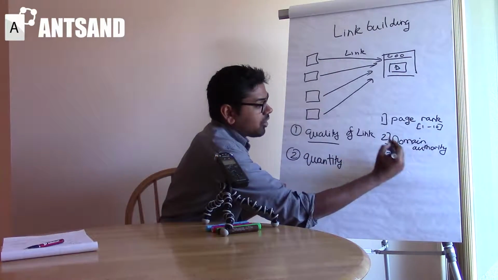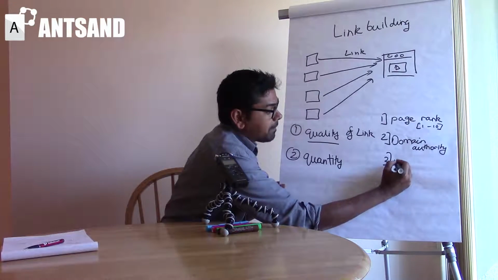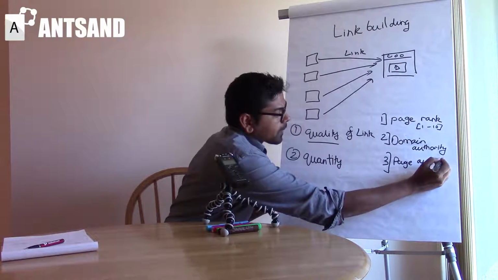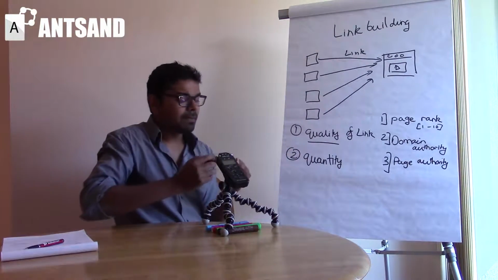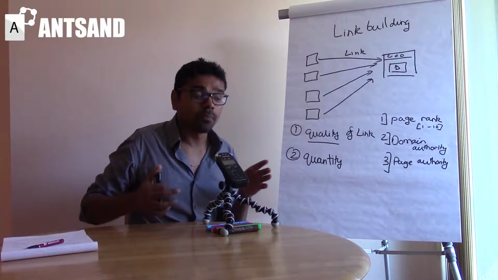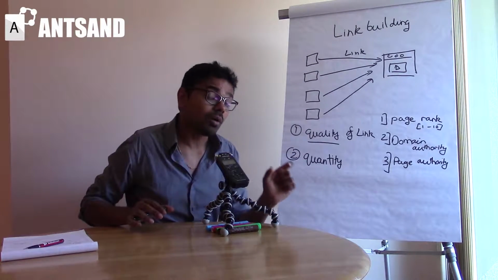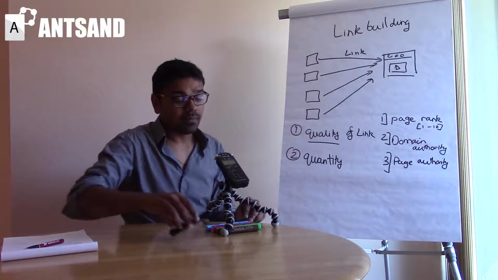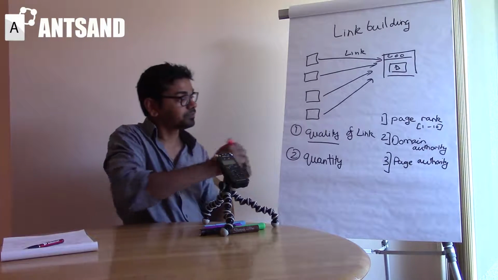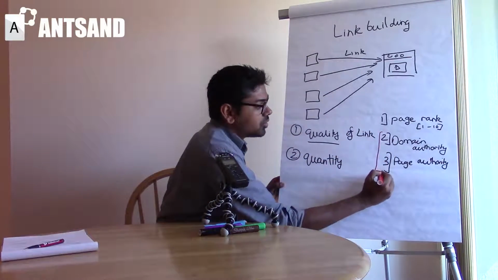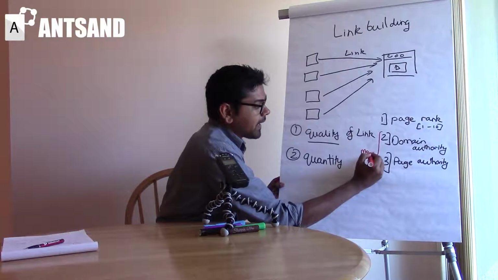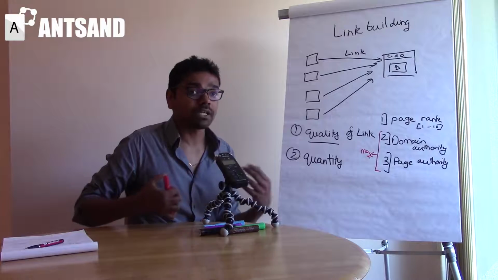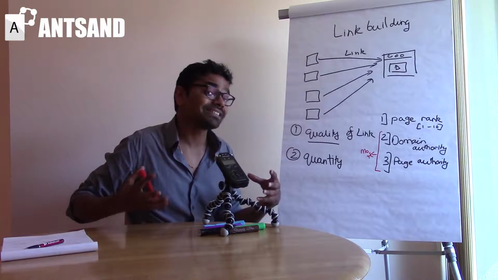The third parameter, which is also a Moz metric, is page authority. Page authority is a metric for figuring out how popular a particular page on your website is. And a point to note is that these two metrics are not Google's, they're purely by Moz. And there is no correlation between these metrics. But it gives you an understanding of how your website is performing based on the number of links associated with your website.